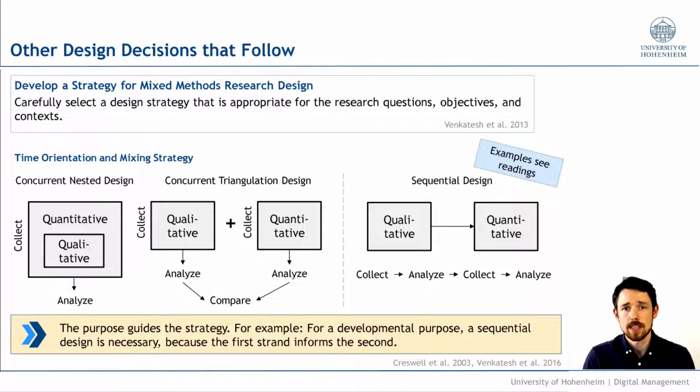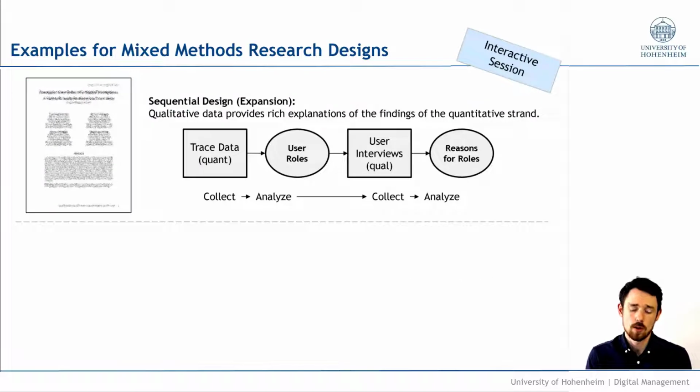We have some examples in the readings and we will talk about them in the live session, but let's go over them briefly here. This is one of the papers that you will read. It has a sequential design that aims at the purpose of expansion. It starts with digital trace data, analyzes different types of user behaviors, and categorizes them into different behaviors. And then the question arose, well, why do we see these patterns? We need to understand better why these patterns exist.